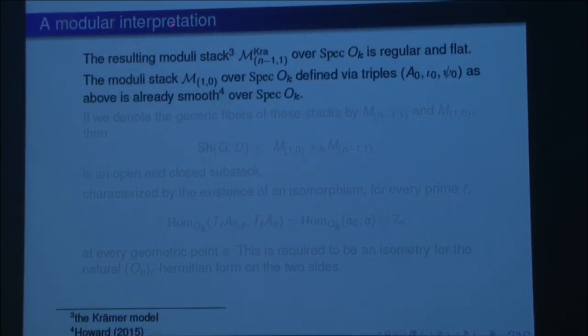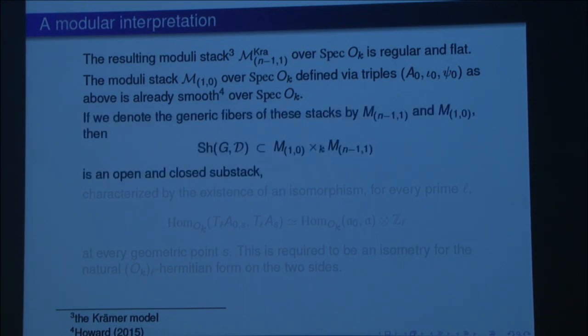So we let M10 be defined analogously, exactly the same as on the previous slide for n-1, except now I have elliptic curves or elliptic schemes where the action of O_K is by the standard embedding. That's the signature. And they're principally polarized, et cetera. And so this is already smooth over spec O_K. So no additional work is required to make this into a nice smooth stack.